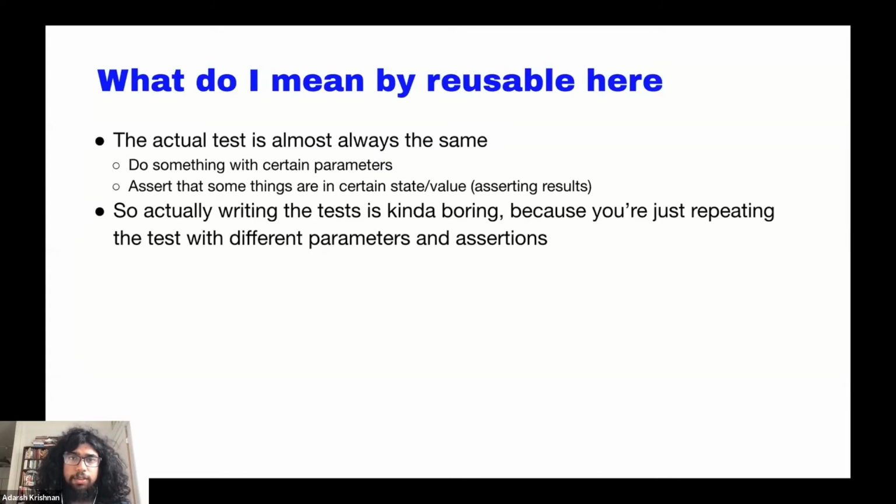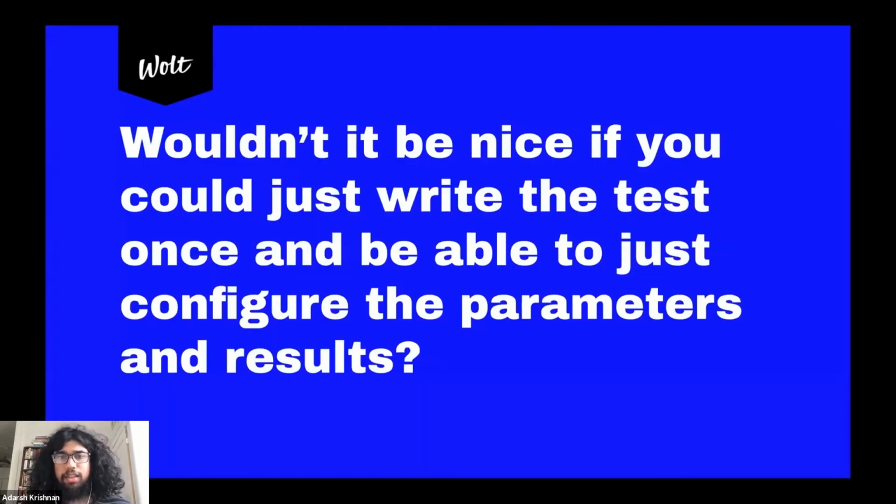So what do I mean by reusable here? Typically, tests are quite the same when you write them. You set things up and then you run the thing that you want to test. And then you assert certain things, like you want to check that the response was the right status code, and that the response was the right payload, and so on. That makes writing tests quite boring, because you're mostly repeating the same thing with different inputs and outputs. So wouldn't it be nice if you could write the test once and just configure the parameters and the expected results, so you can check with that.